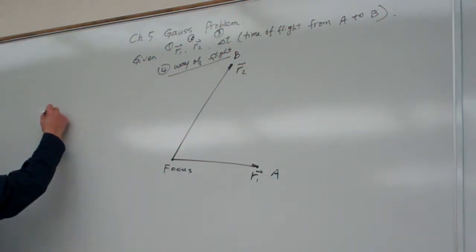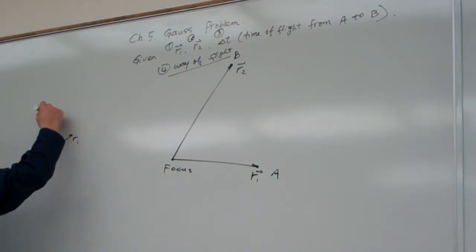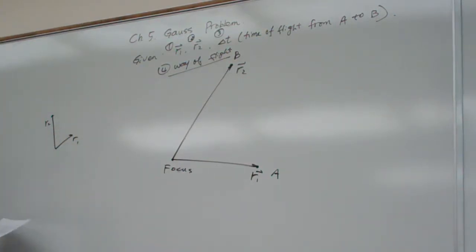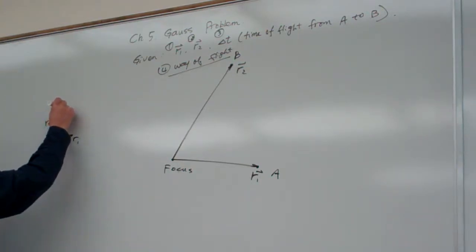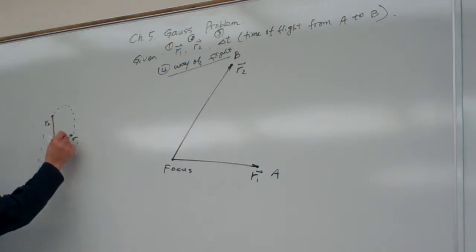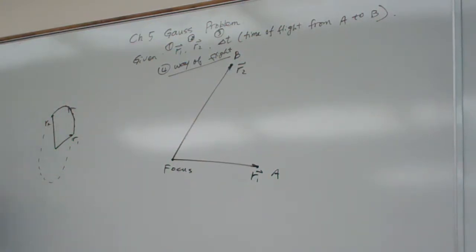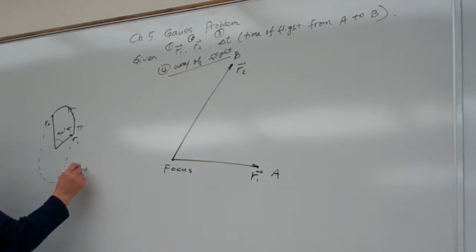And for example, here we have R1 and R2. If they constitute an orbit like this, and then here we take this route, because the true anomaly between R1 and R2 is less than pi, so here we call it the short way.